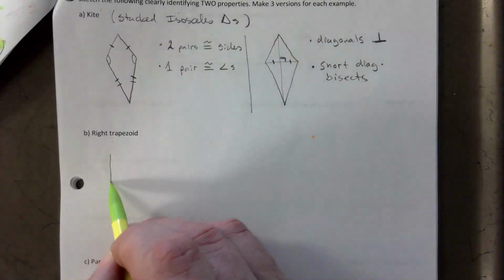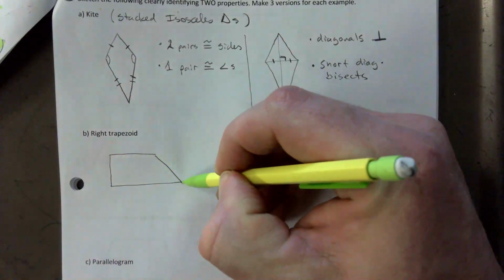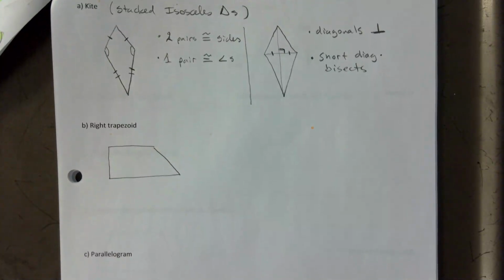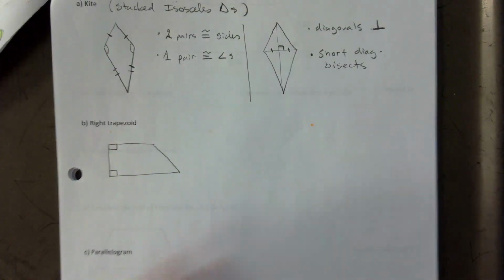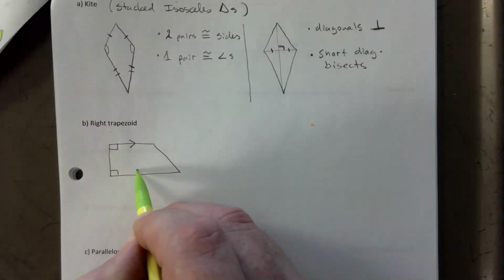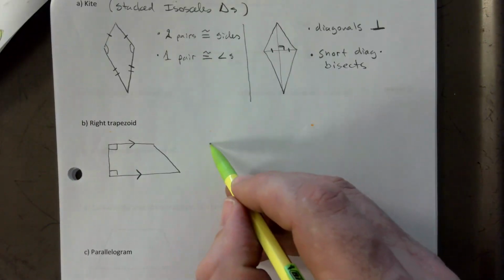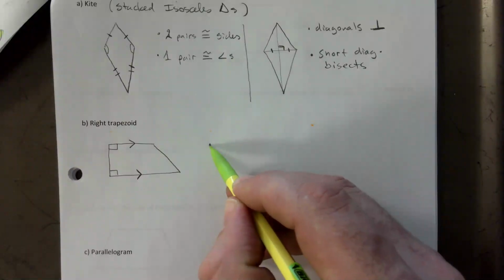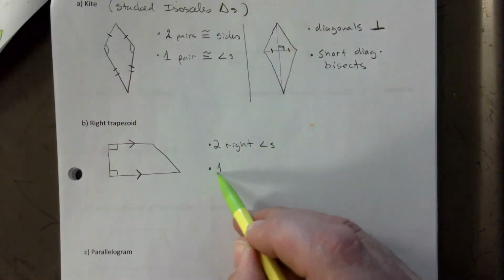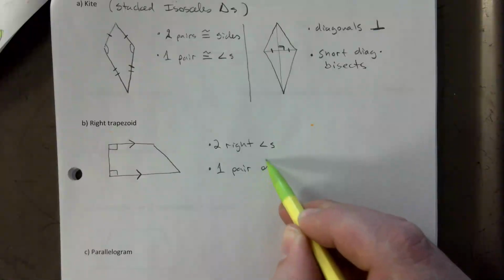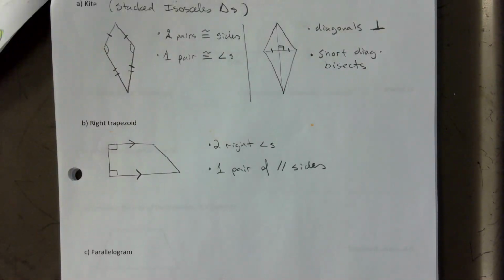A right trapezoid, I think all you need to make sure is that the shape resembles what it's called, right? So for a right trapezoid, you would want the right angles clearly labeled, and you would want the arrowheads like that. Two right angles, one pair of parallel sides. That's it. That's all you've got for that one.